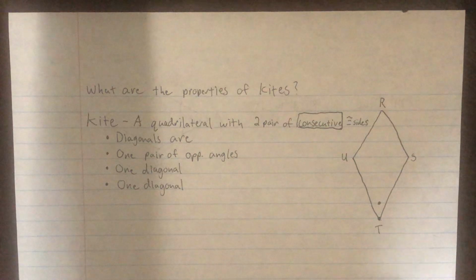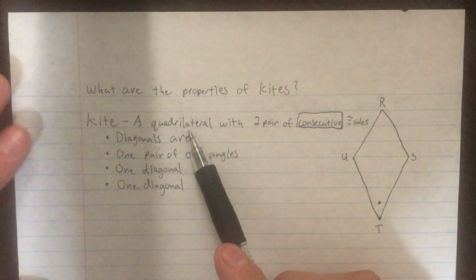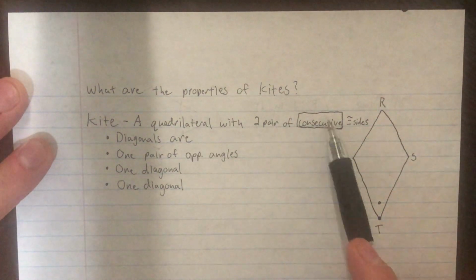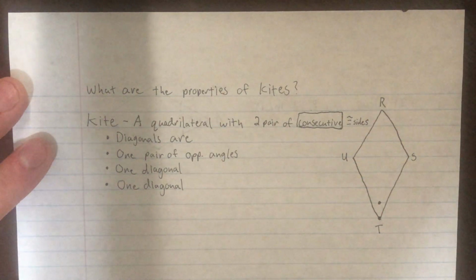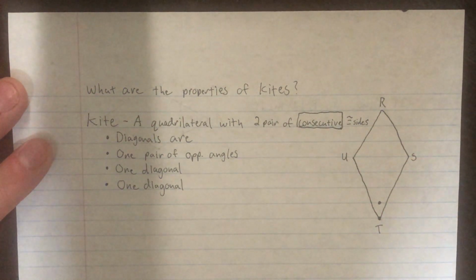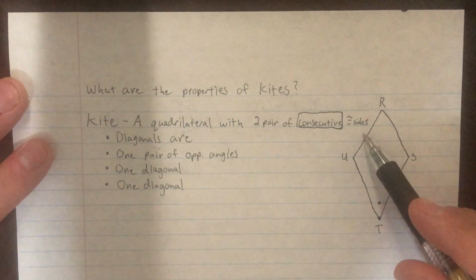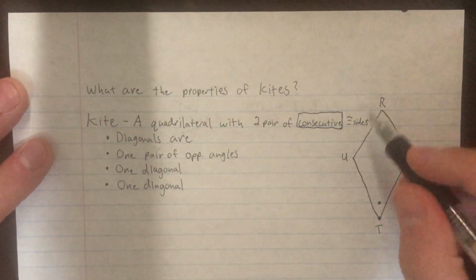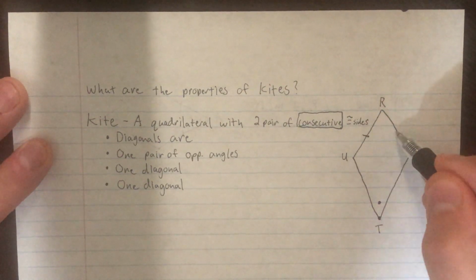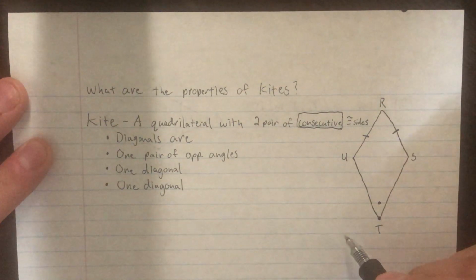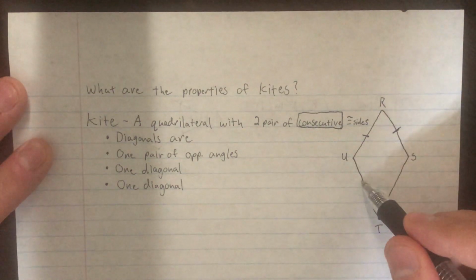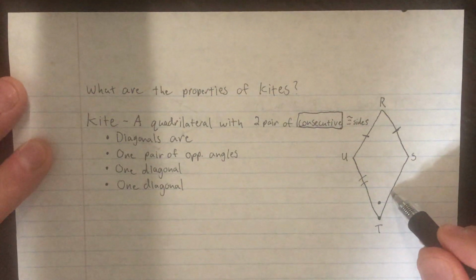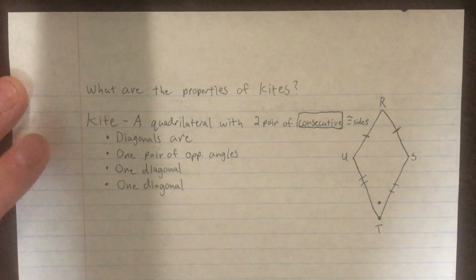A kite is a quadrilateral, a four-sided figure again, and it has two pairs of consecutive congruent sides. Notice I circle consecutive. Consecutive means they're connected to one another. So in our parallelograms, the opposite sides were congruent. In a kite, the consecutive sides are congruent. So UR is congruent to RS. I put a tick mark there. And UT is congruent to ST.